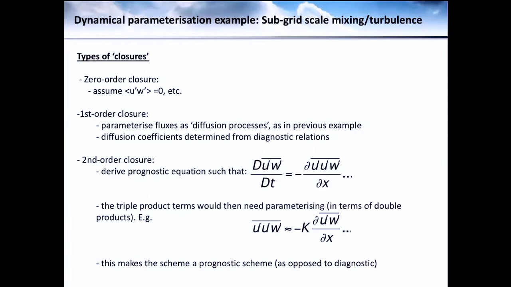But you can actually have higher order closures. The second order closure is actually you work hard and derive a prognostic equation for those unresolved terms. And if you do that, you'd end up with a triple product term like this, which is really ugly, and then you have to parameterize that triple product term. By doing that, you get a much more sophisticated closure, and it keeps on going, higher and higher order terms, more equations, more computational expense. So you have to balance this idea between complexity and computational expense.